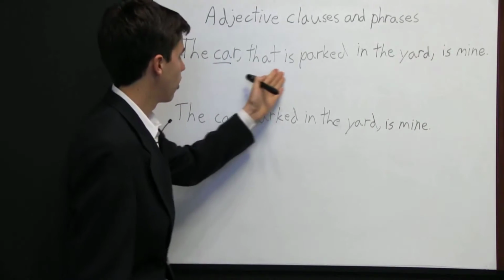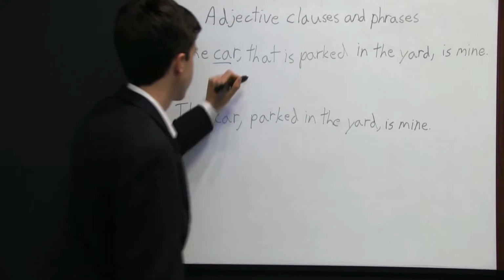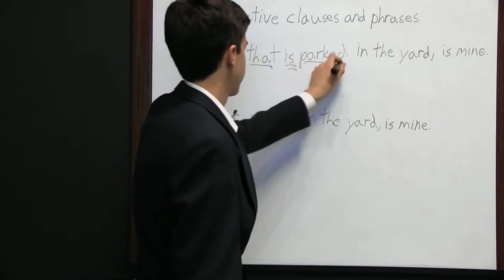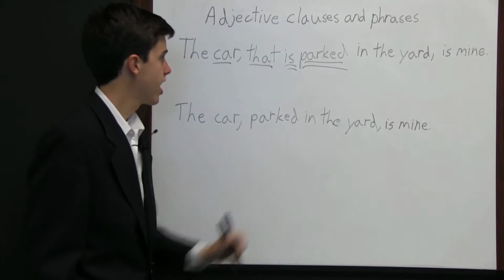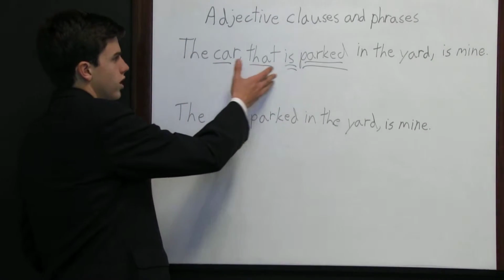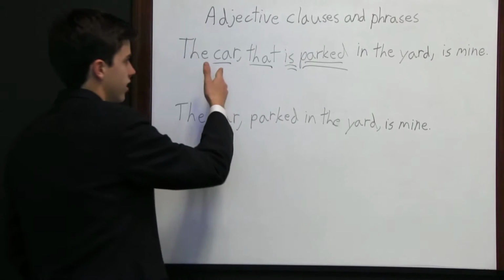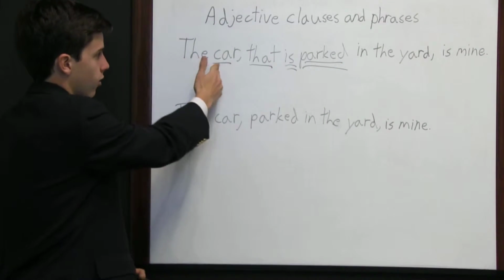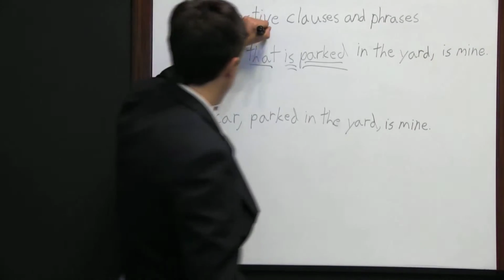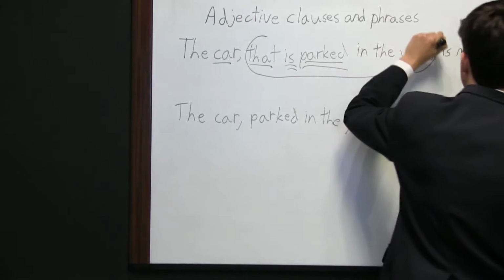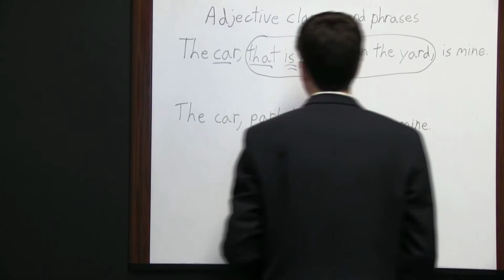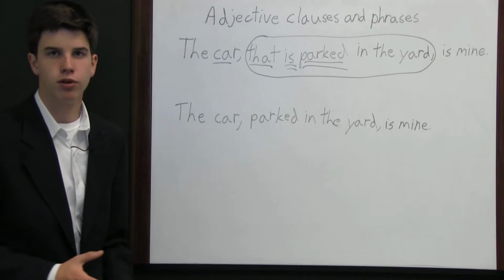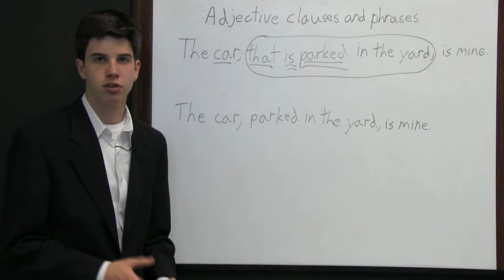If we look at this clause right here, we notice that it contains both a subject, "that," and "is," which is a verb. And parked is also a verb. So "that is parked in the yard." What is parked in the yard? The car is parked in the yard. So "that is parked in the yard" is further describing the word car. So this right here is an adjective clause.